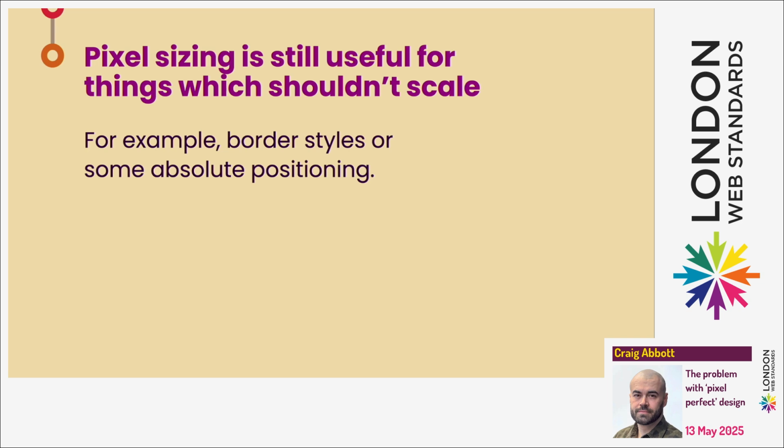Pixel sizing is still useful for some things though, and these are things which shouldn't scale. If you are putting a border on something and you want it to be 3 pixels, that's perfectly acceptable. That means that when somebody comes in with their 24 pixel very large size, the border still stays the same, whereas if you'd set that in rems, it would scale with it. The same goes for absolute positioning, like if you want something at the top right of the screen, 50 pixels down. You don't want a scalable size there, because when people come in, it'll push everything over. So there are still some uses for pixels, but it should only be things you want to remain static.